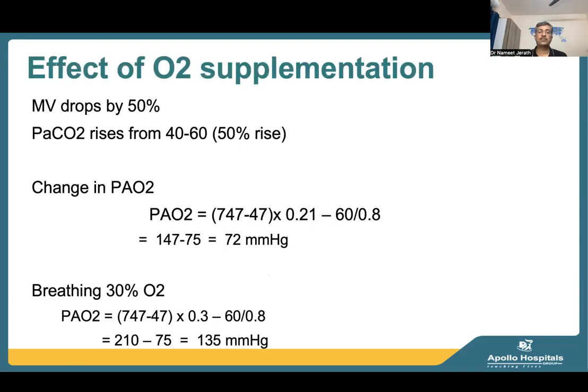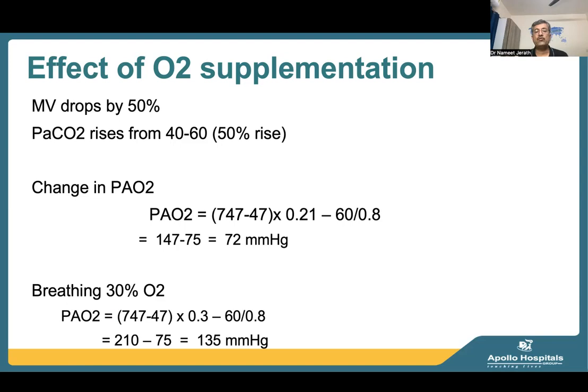And let us do this. So this is an exercise. Let's say the minute ventilation drops by 50%. The relationship between minute ventilation and carbon dioxide is linear. So if the minute ventilation drops by 50%, PCO2 is going to rise by 50%. So it was normal at 40, it increases to 60. So minute ventilation in this child who is worsening has dropped by 50% and the carbon dioxide increases from 40 to 60.